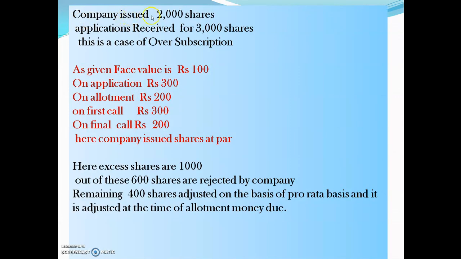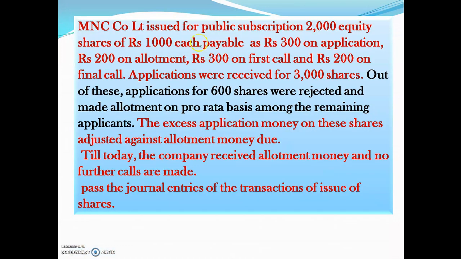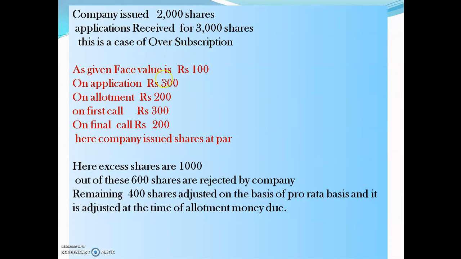See here, the company issued here 2000 shares. Applications received for 3000 shares, and this is the case of oversubscription. Okay, the face value given here is 1000. So this is a printing error, typing error. The face value is here not 100, it is 1000. See here, you can see here 1000 is the face value. On application rupees 300, on allotment 200, on first call 300, on final call 200, means total will be here 1000. Here the company issued shares at par.